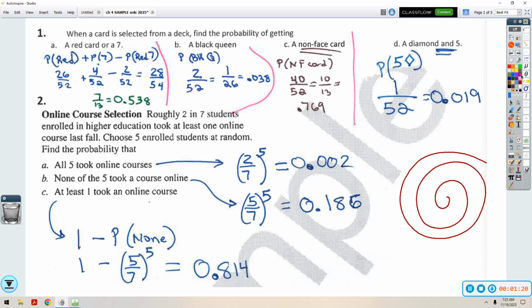The word and in part D says a diamond and a 5. They might as well just say, what's the probability of pulling the 5 of diamonds? That's 1 card out of 52.